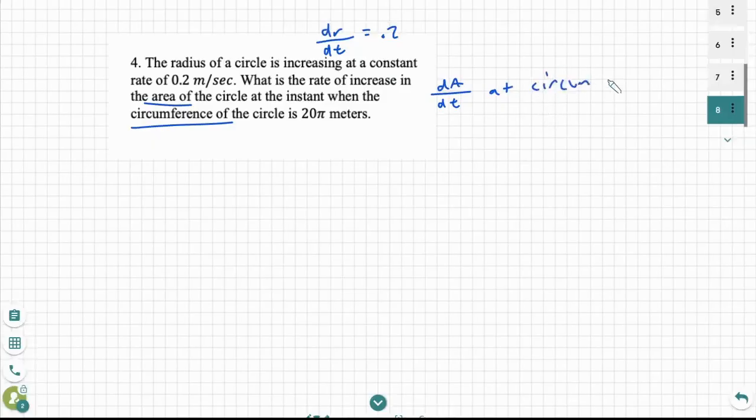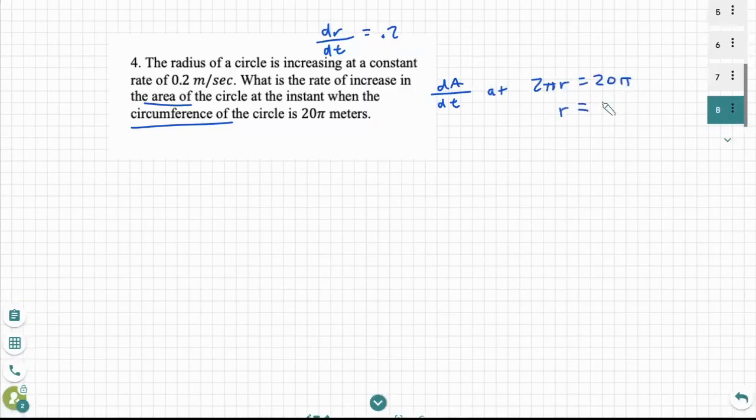So it's A. Well, should I set the circumference, should I say 20 pi equals 2 pi r and then find what the radius is? Yeah, that's what you were supposed to do. Okay. So 20 pi equals 2 pi r. So our radius would be 10.